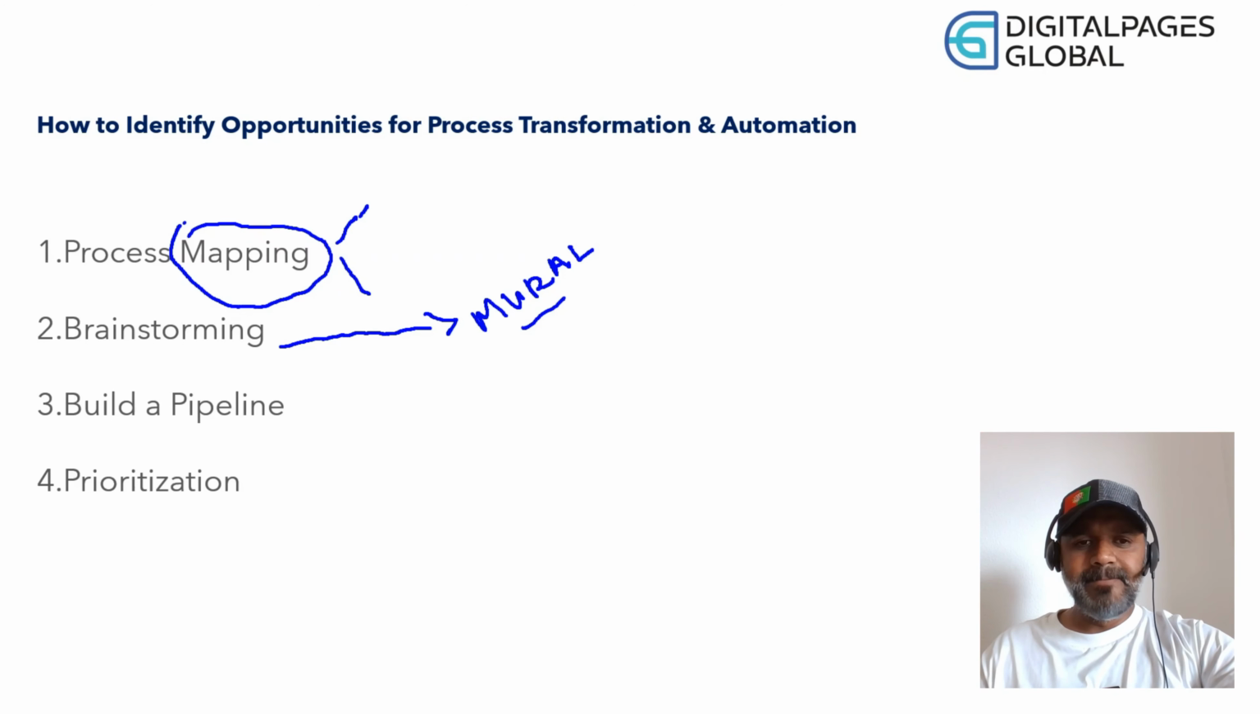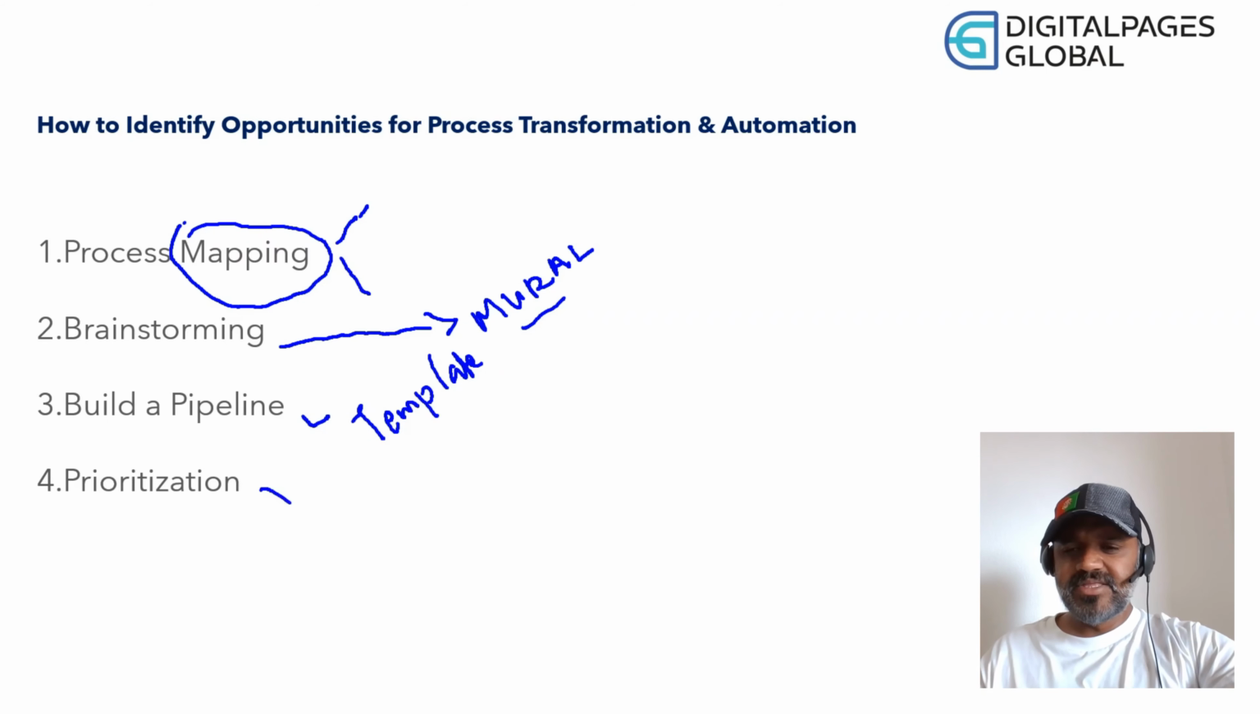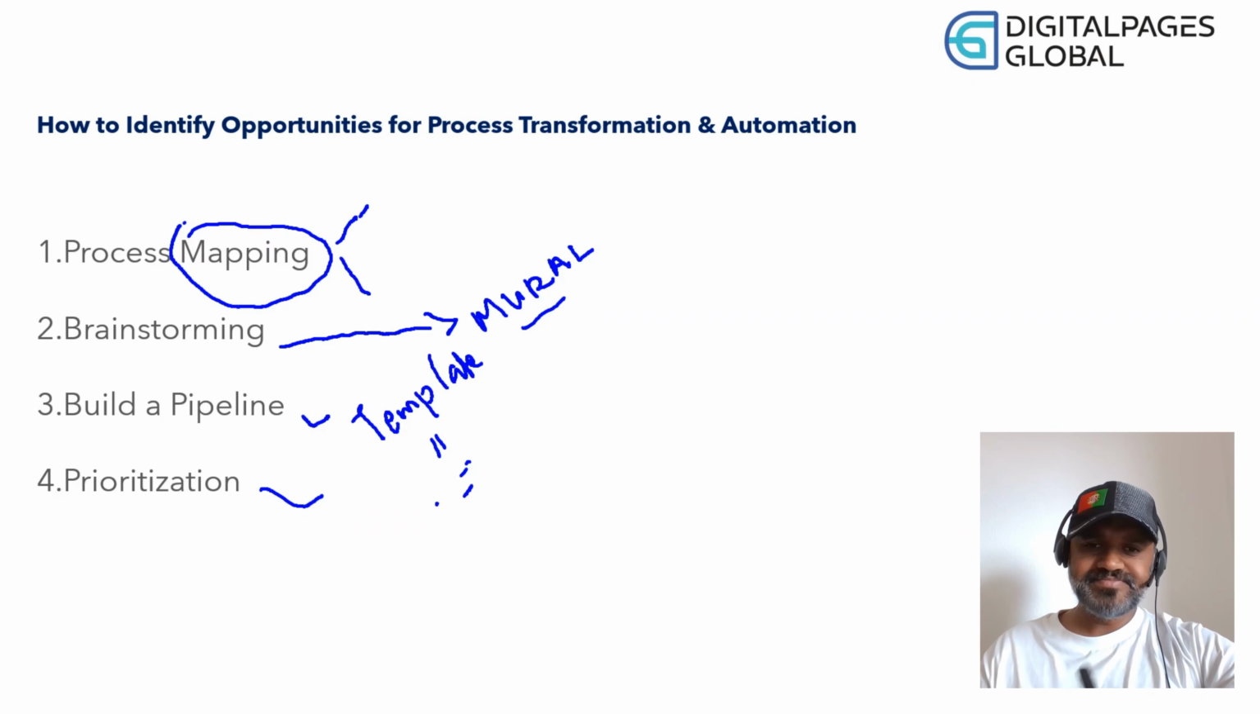The third one is building a pipeline of opportunities, and I'm going to share a free template for you to use here. Okay, and the fourth one is prioritization. Again, I'm going to share a free template after this video for you to start using.